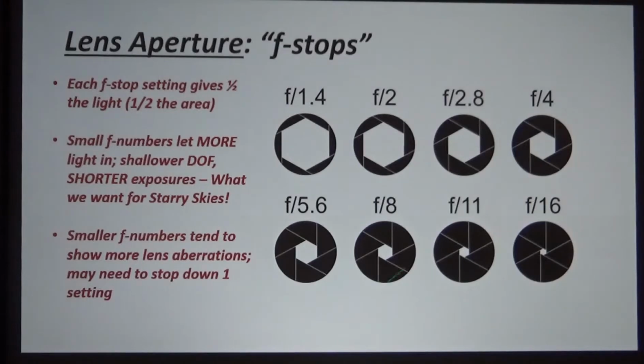The other thing that happens when you go to larger aperture openings or smaller f numbers is you get a shallower depth of field. For those of you that don't know what depth of field is, basically it's the range plus or minus your subject that you're shooting in focus, that it remains in focus.